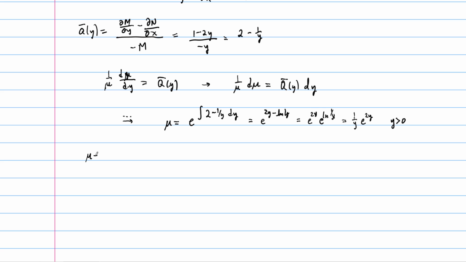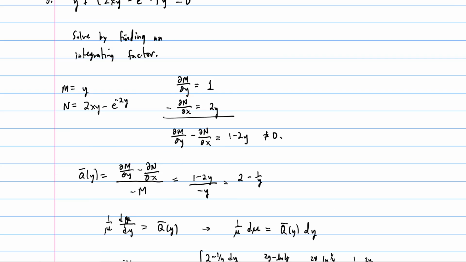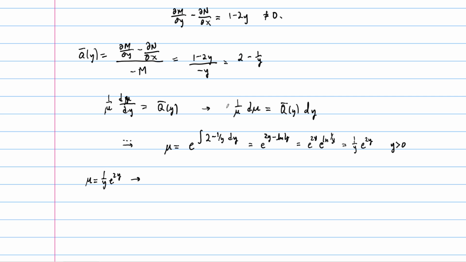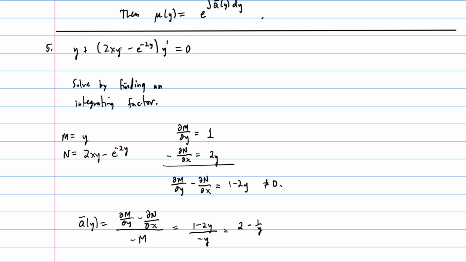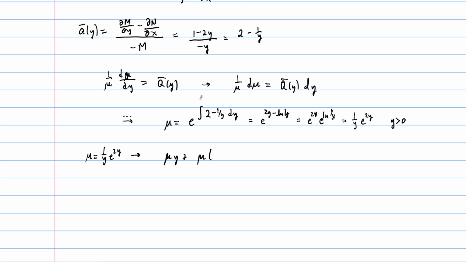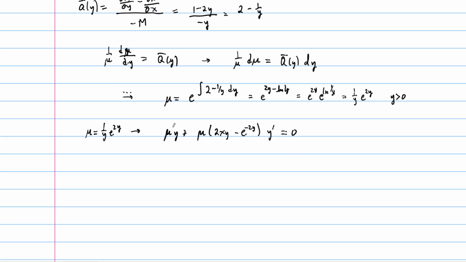So now we've got our mu. Now we multiply our entire differential equation by that mu. So it's going to be mu times y plus mu times parentheses this function n, right? So 2xy minus e to the minus 2y, times y prime. That should equal 0. And as we multiply this through, the y's cancel.